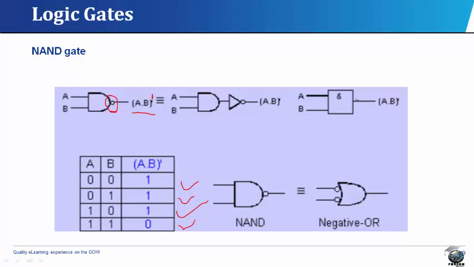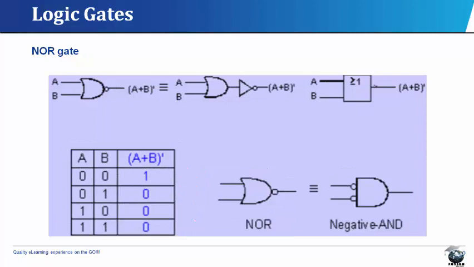Now, as we go on, we're going to find out that a NAND gate is the same thing as the negation of A and B ORed together, that is A and B plus together. Let's now learn more about the NOR gate.